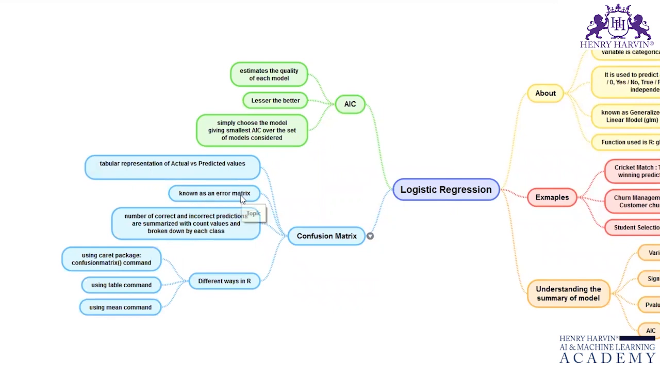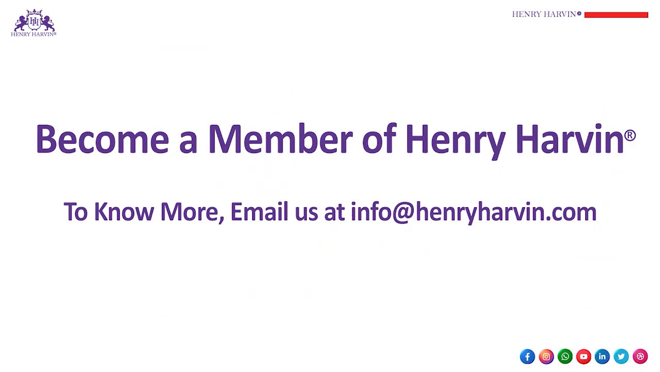It is also known as an error matrix. There are 3 different ways in which you can create a confusion matrix in R. They are using the caret package, where the command is confusionMatrix, using the table command, and using the mean command.